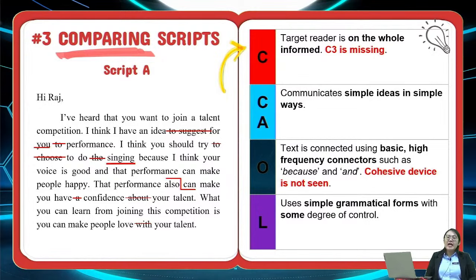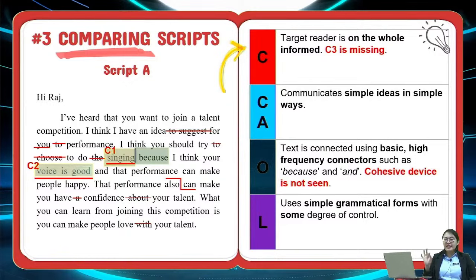Let's see if this candidate, this student is able to fulfill all the three tasks that we have identified earlier. Okay, so we have C1 here where he suggested Raj to do singing. And why is that he suggested Raj to do singing? It's because he thinks Raj has a good voice. Okay, that's our C2. Alright, but we actually failed to identify C3, which is what he's able to learn if he joined this competition.